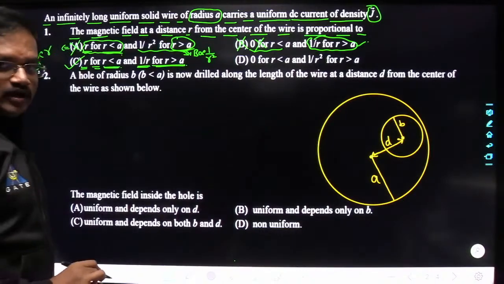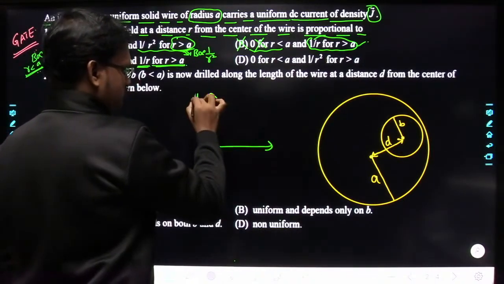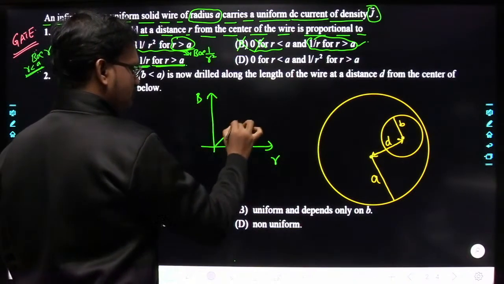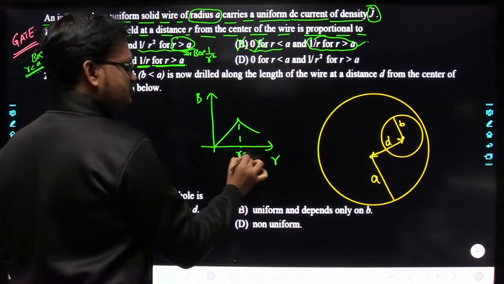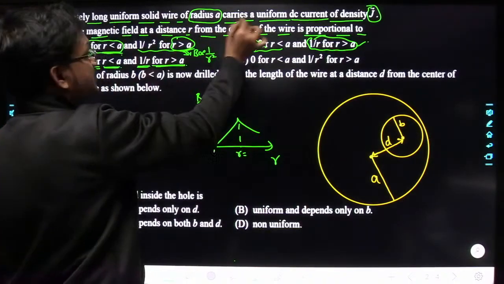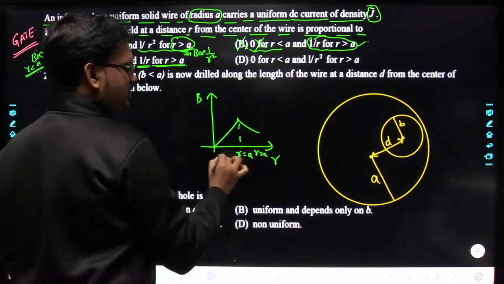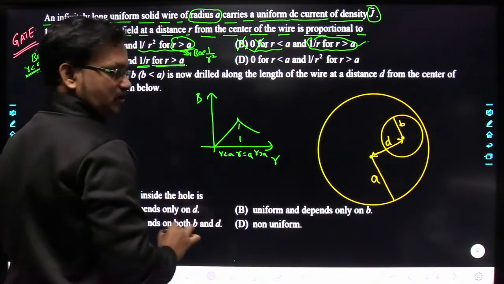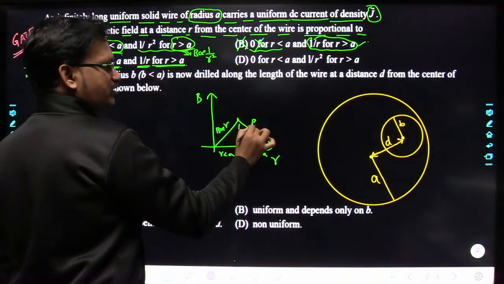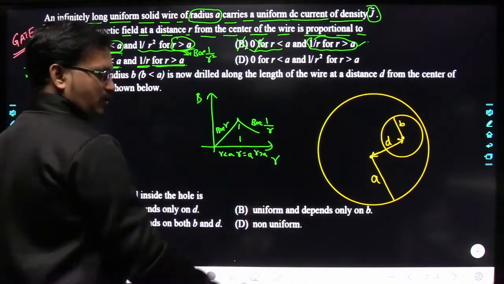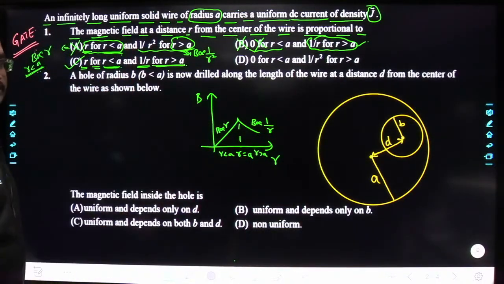Option C is correct. Just remember this diagram here. This is the B field, this is R. This is for R equal to what? Here the radius of the wire they have given as A. So this region will be R greater than A, and this region will be R less than A. Inside the wire B is proportional to R. Outside the wire B is proportional to 1 by R. So if you just remember this diagram, you can easily answer this question.